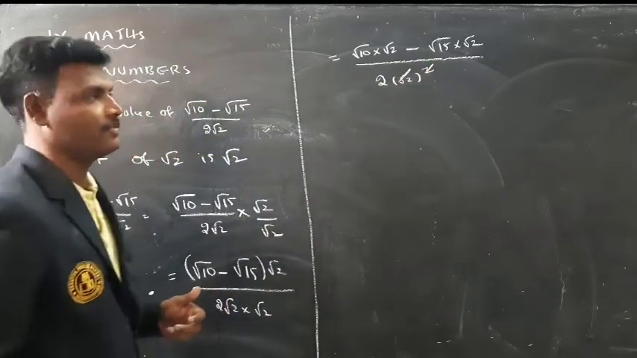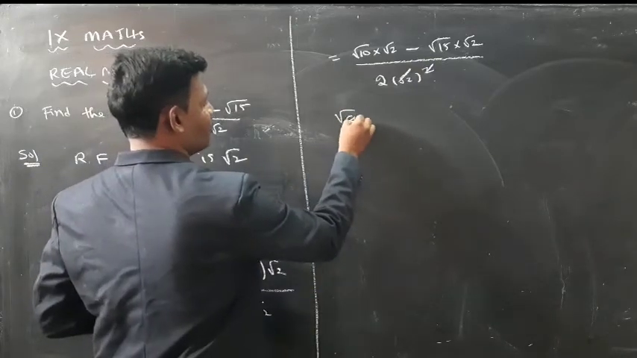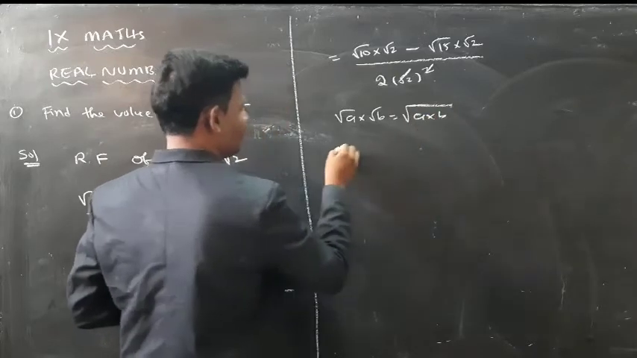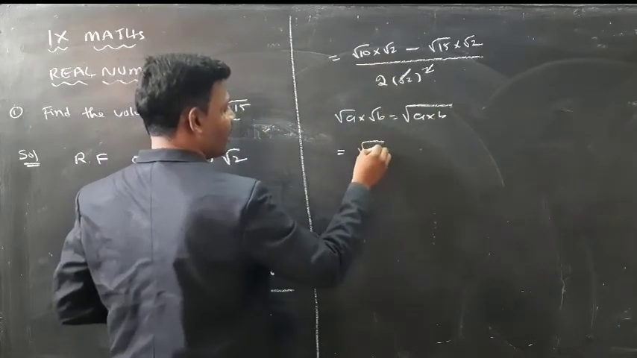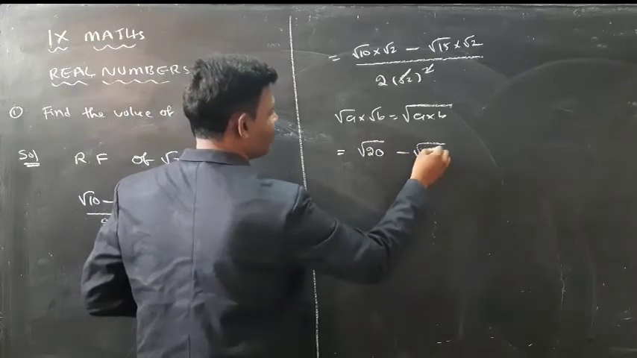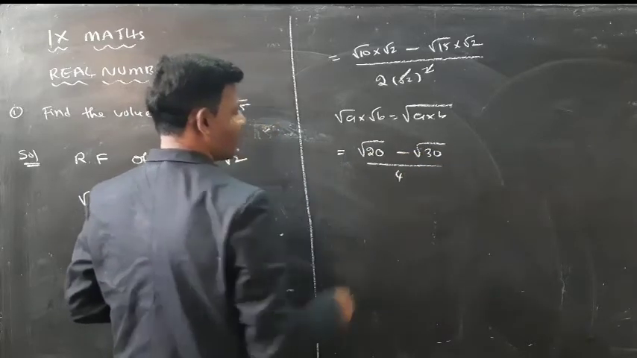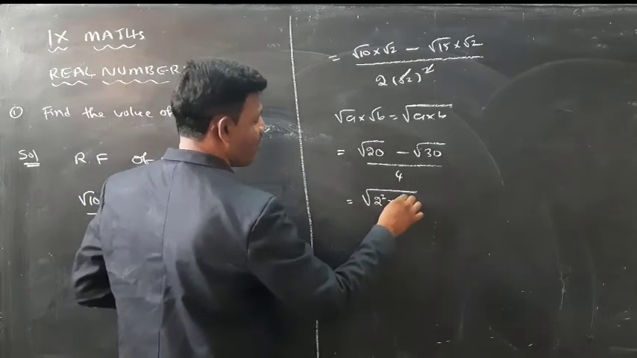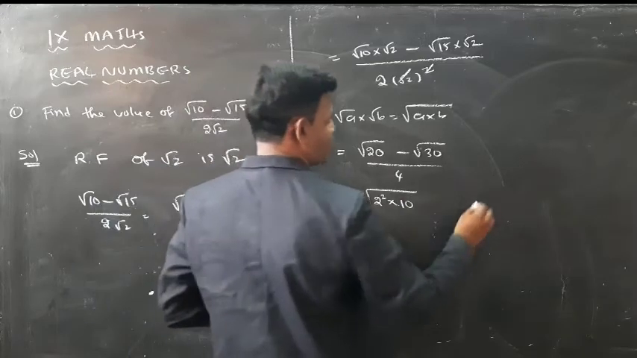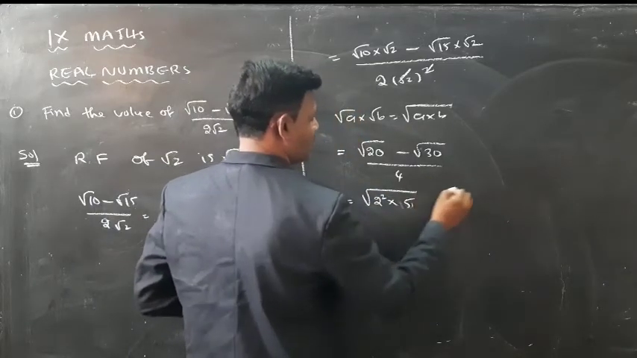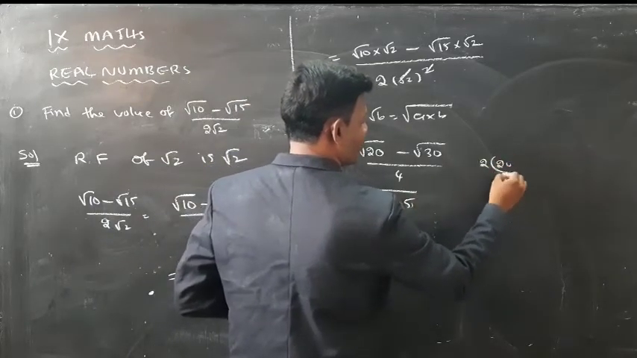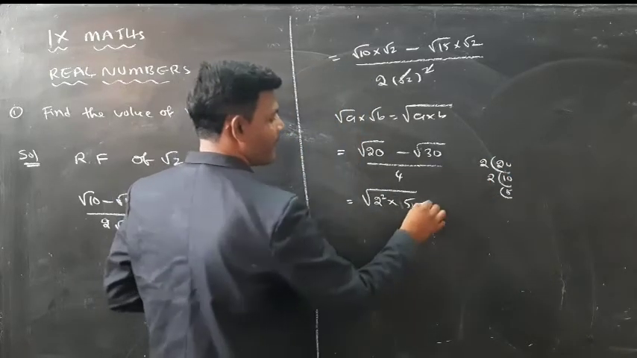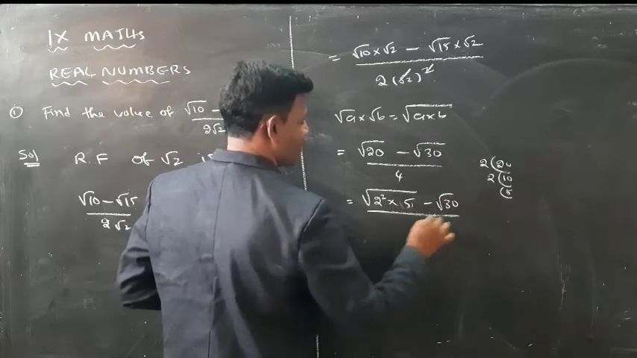Square root gets cancelled. Now one formula: root a into root b we can write as under root of a into b. So here root 10 into 2, under root of 20, minus root 30, by 4. Once again, 20 we can write as 2 square into 5. So 20 we can write 2 square into 5, minus root 30, by 4.